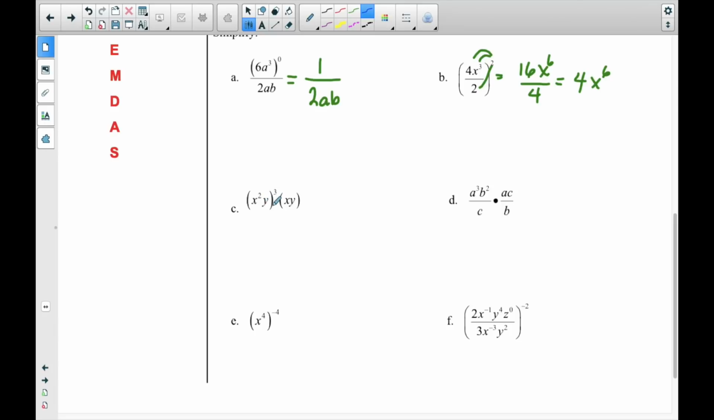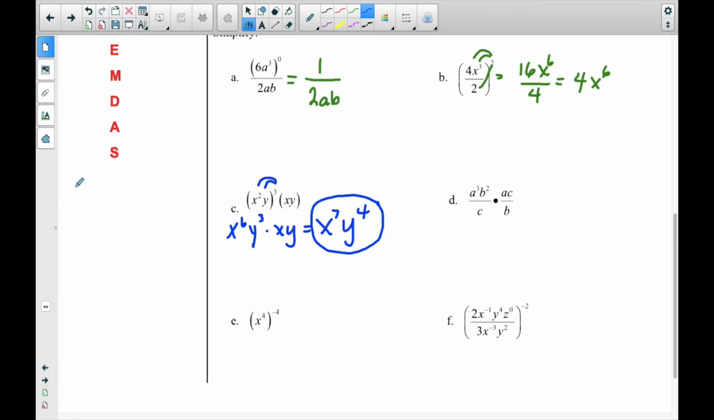All right, part C, or question C here, I'm going to distribute that 3, but then I still have my xy. In other words, I'm going to have x to the 6th, y to the 3rd, but I still have my x and y. And so now my final answer is x to the 7th, y to the 4th, because x to the 6th times x is x to the 7th, and y to the 3rd times y is y to the 4th.